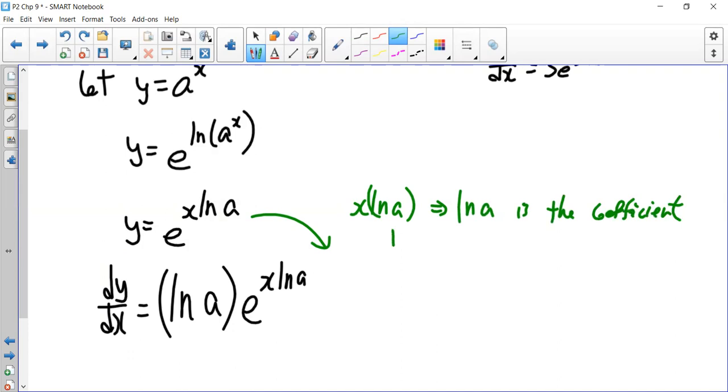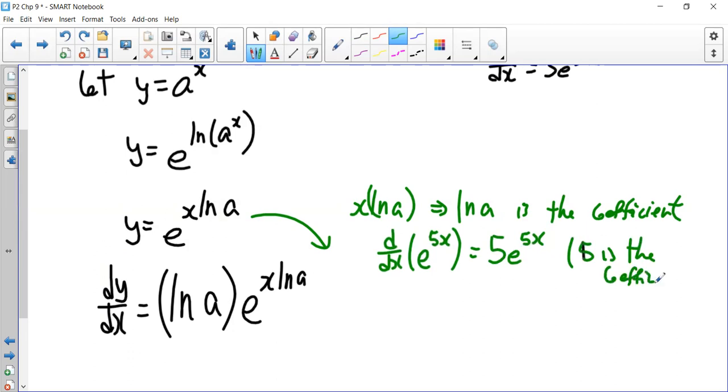Okay, so if I have to differentiate e to the power of 5x, I'll get 5e to the power of 5x. So 5 is the coefficient in here. When we differentiate anything with the base e, we just have to multiply by the coefficient of x in the front. So x ln a is the coefficient, therefore you can multiply. So this ln a is like the 5 in this example. You bring it down, multiply it, and the e, the power, stay the same.